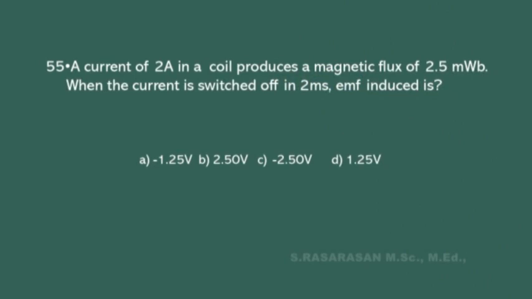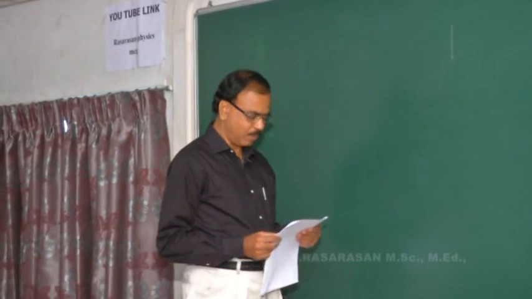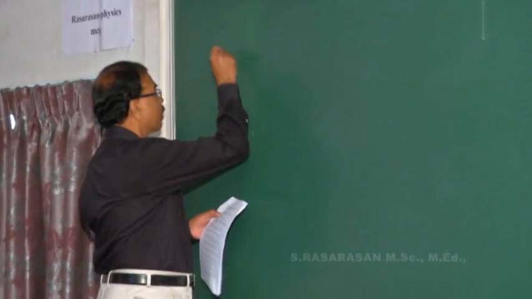A current of 2 ampere in a coil produces a magnetic flux of 2.5 milliweber. Yes, weber is the unit of flux. When the current is switched off in 2 milliseconds, EMF induced is dash. A current of 2 ampere in a coil produces a magnetic flux of 2.5 milliweber.